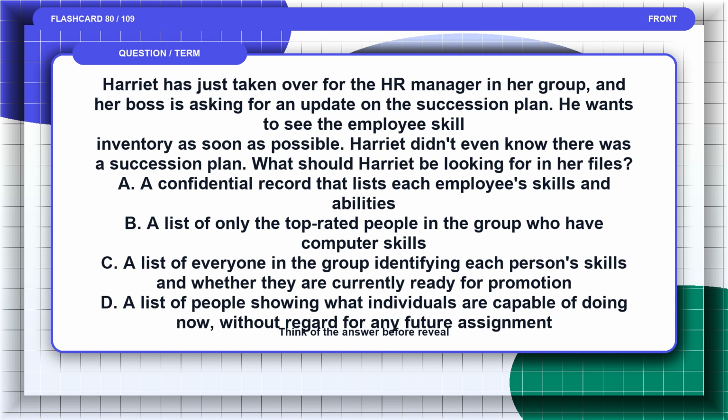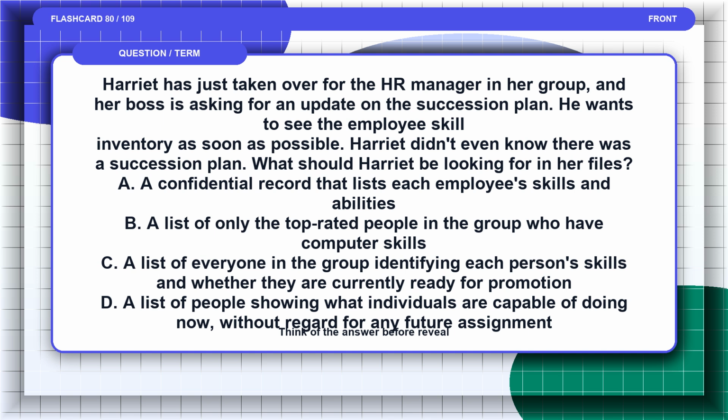Flashcard 80. Harriet has just taken over for the HR manager in her group, and her boss is asking for an update on the succession plan. He wants to see the employee skill inventory as soon as possible. Harriet didn't even know there was a succession plan. What should Harriet be looking for in her files? A.